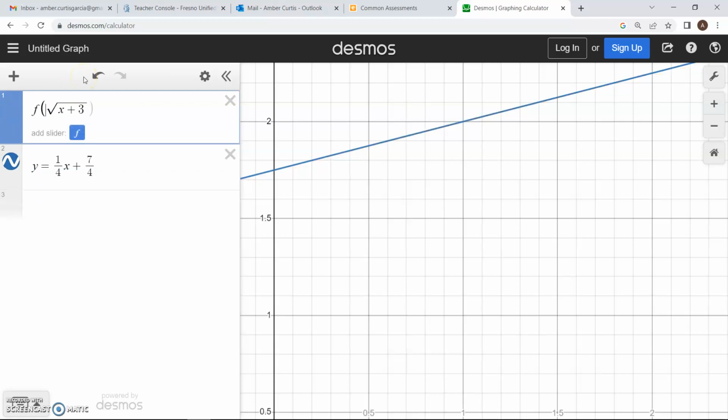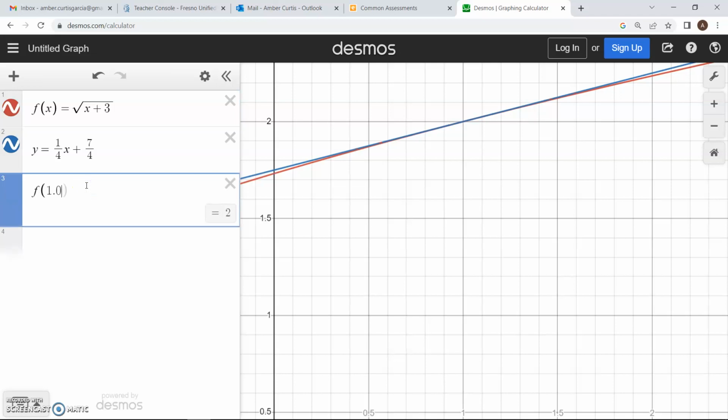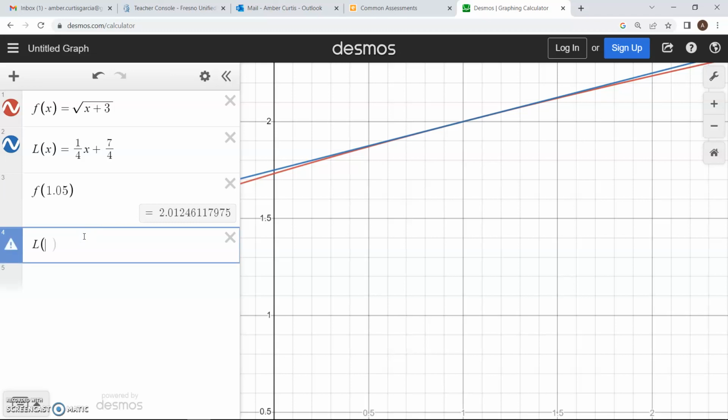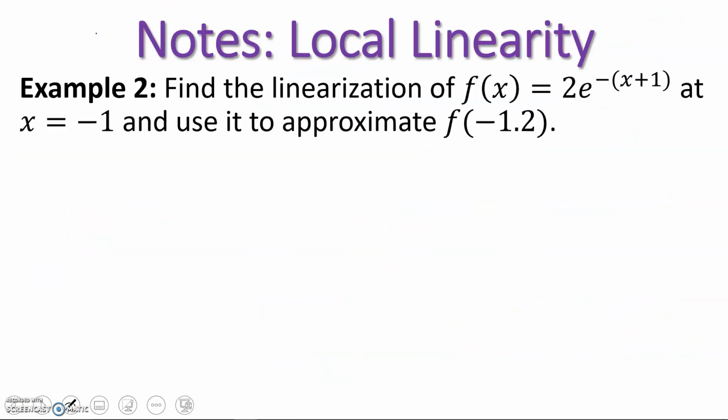And so if we were to actually find the value of the function, f of 1.05, and then find, let's call this L, the value of our tangent at that same point, we would see that they're really close to each other. 2.0125 if we round, and 2.0125. And so that's local linearity. Let's look at one more.